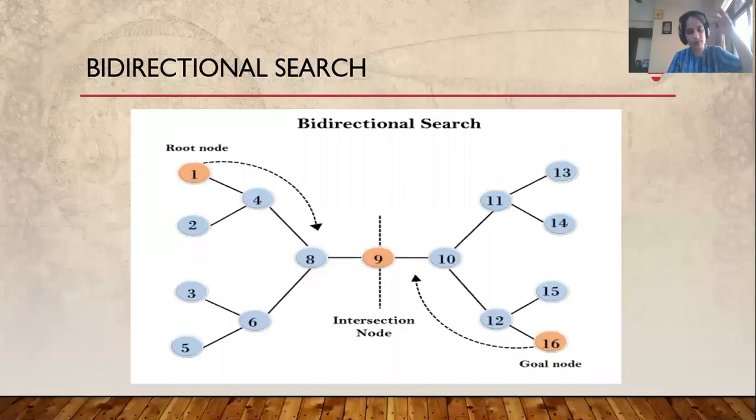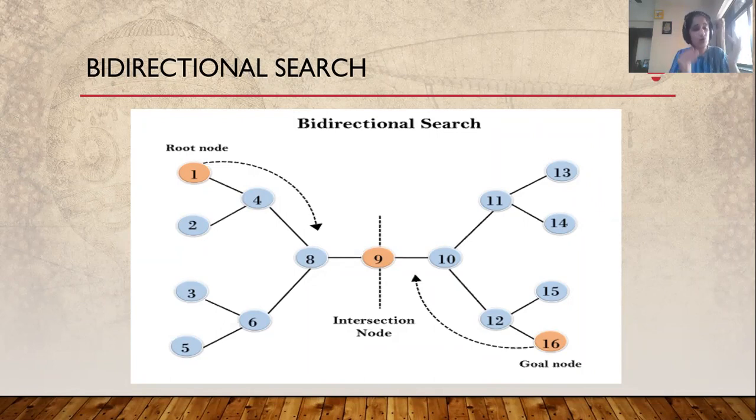Bidirectional search says, okay, perform two search mechanisms parallelly. That's what bidirectional search wants to say. Second, while performing these two searching mechanisms parallelly, stop at a place where the intersection node is there.